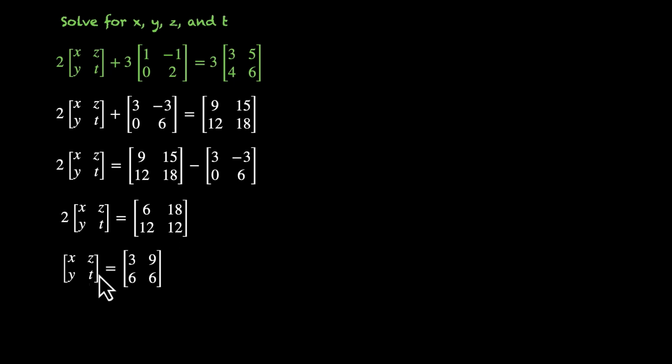We have the matrix with x, y, z, t. This entire matrix is unknown for us right now. That's equal to this divided by 2. So all the elements divide by 2. 6 by 2 is 3, 18 by 2 is 9, 12 by 2 is 6, so 6 and 6. And in just one go, we'll solve for all 4 of them. x is 3, y is 6, z is 9, and t is 6. So these are the values of the variables that we need.